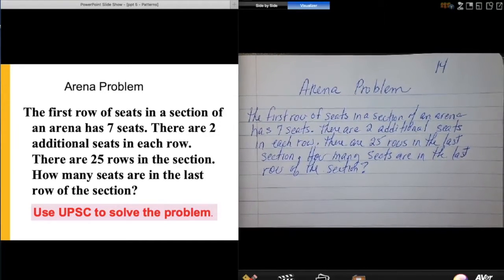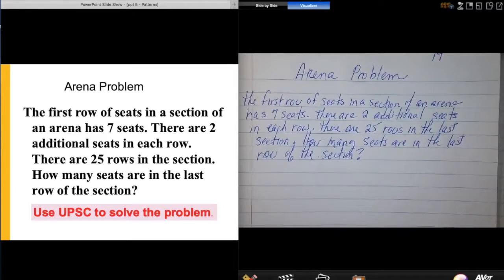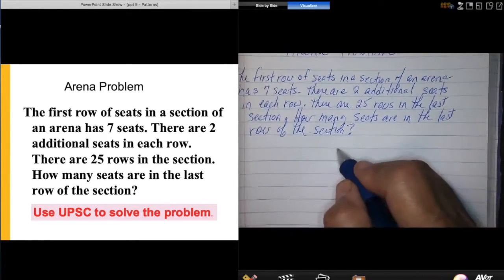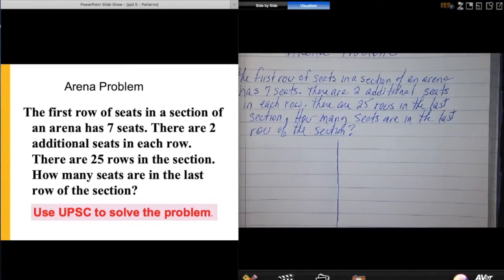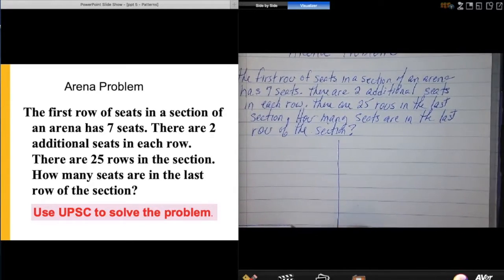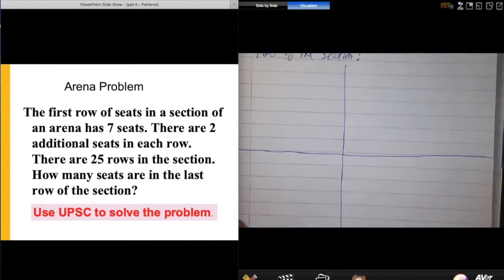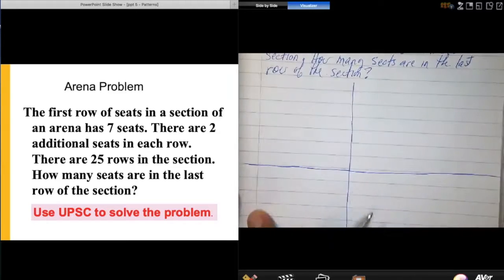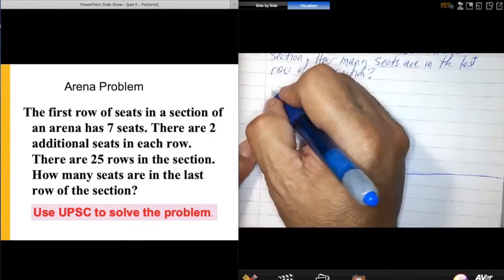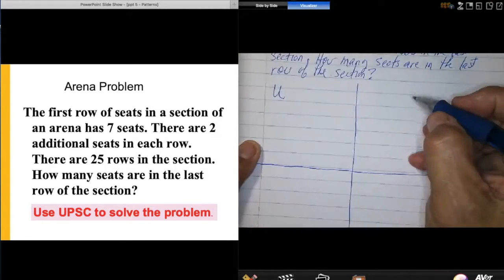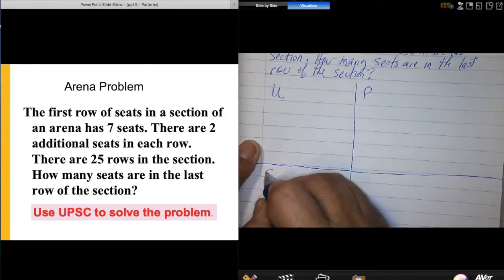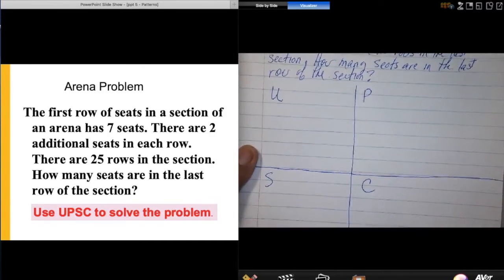Okay, the instructions say for us to solve this problem using the UPSC method. So what I'm going to do is draw a large plus sign across the rest of the paper, which would represent my box. We're going to identify the different sections as U, P, S, C.